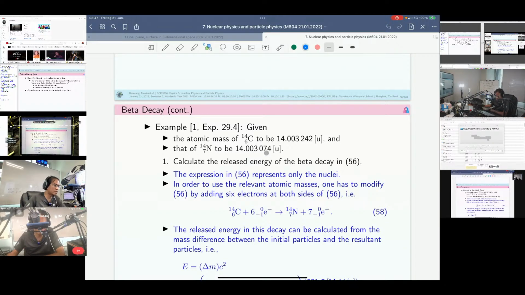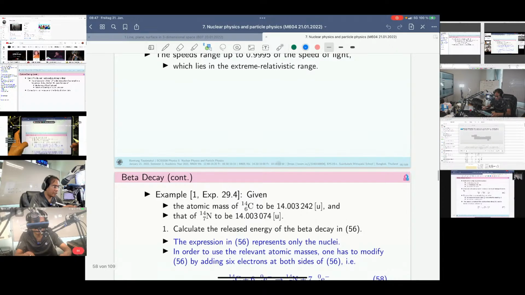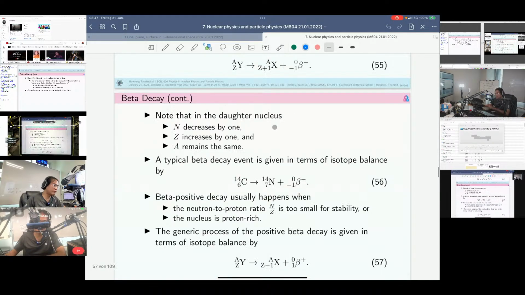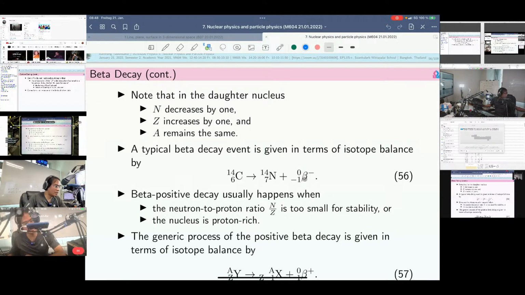Yes, in order to see the conversion here, you could see that the exact transformation is given in equation 56, which is the beta minus emission, right? It's an electron emission actually.